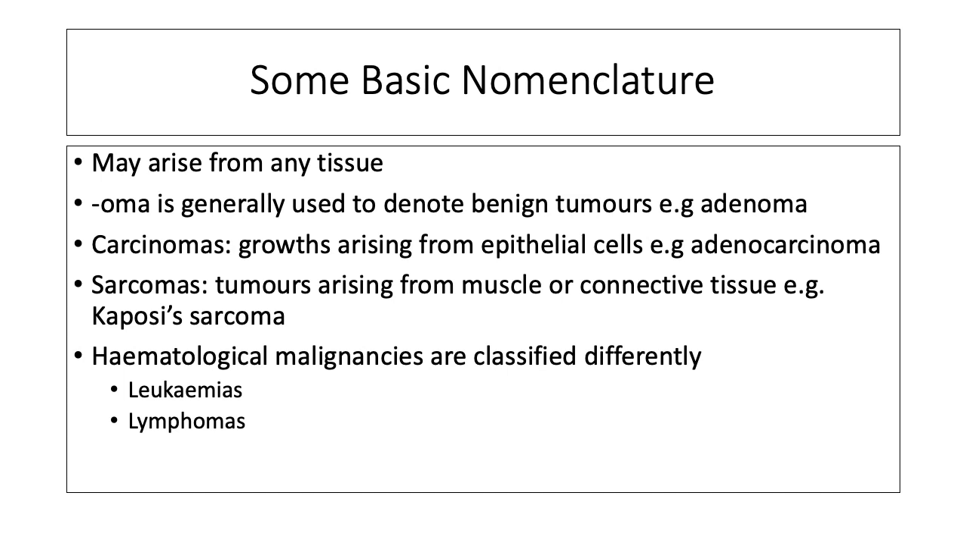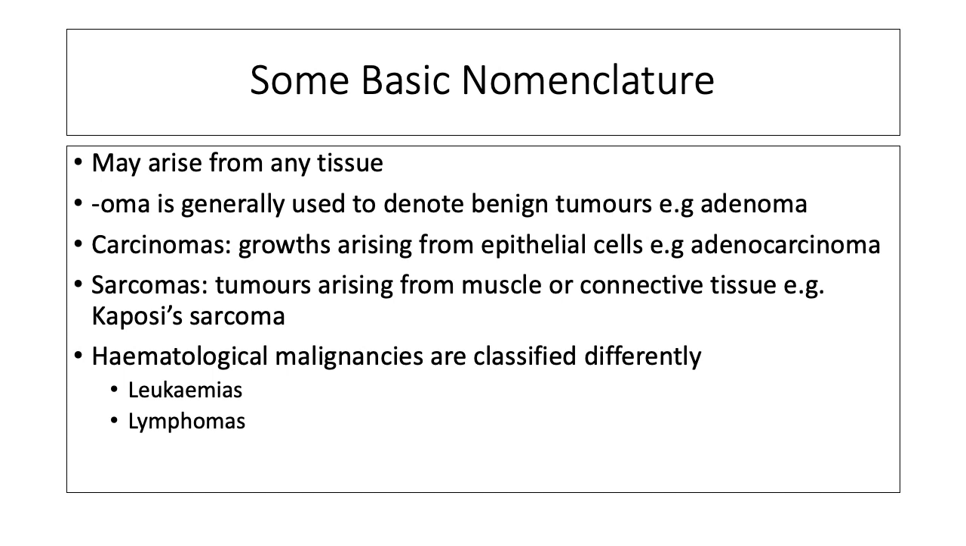The moment that we see carcinoma attached to a prefix of a body organ, then ordinarily we know that we are dealing with a cancer. The moment you have carcinoma, or sarcoma, you're dealing with a cancer. You're no longer dealing with benign tumors. A carcinoma is normally a growth arising from epithelial cells, for example, adenocarcinoma. Sarcomas are tumors that arise from muscles or connective tissues, for example, Kaposi sarcoma.